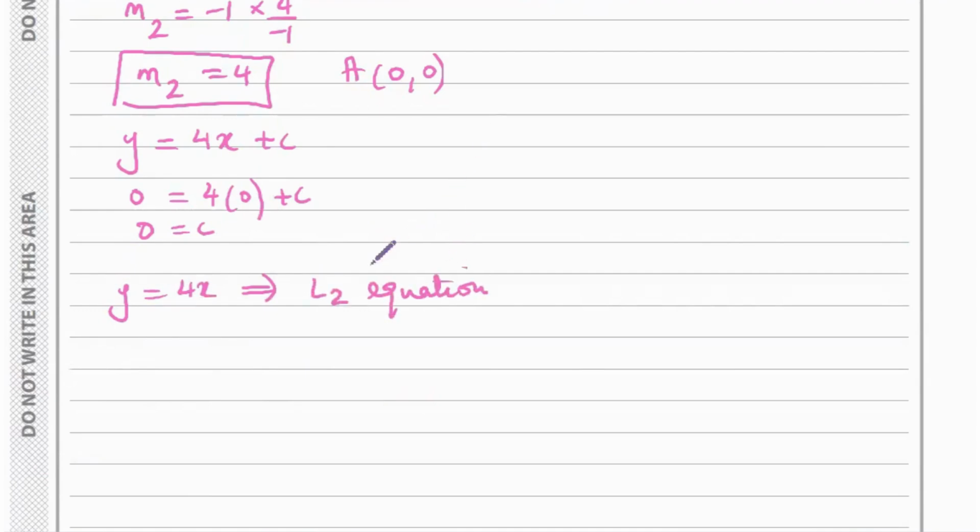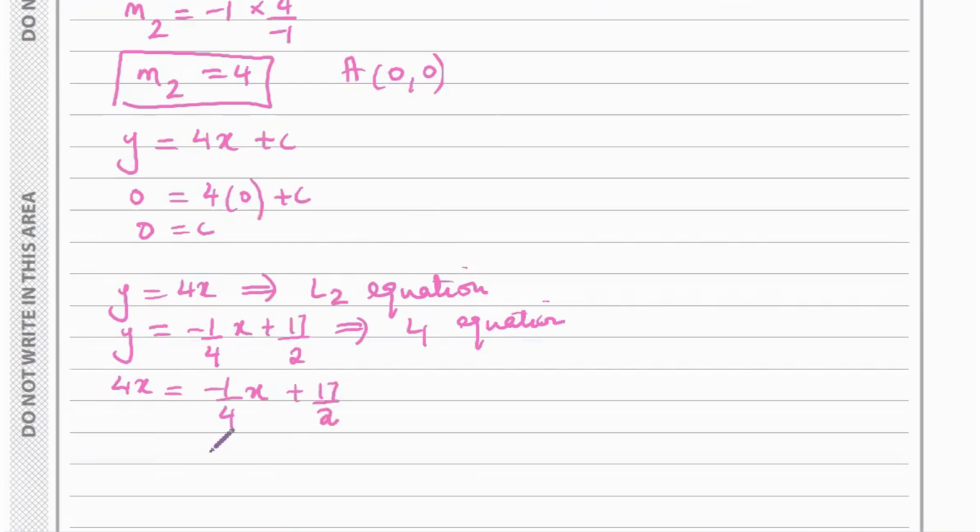Now we solve this simultaneously to find the value of R. So the previous equation was y equals negative 1 over 4 x plus 17 over 2. This was L1 equation. So put them equal to each other because they share the same value of y and x, which is the coordinate of R. So 4x equals negative x over 4 plus 34 over 4.